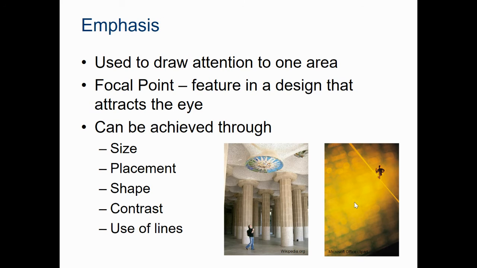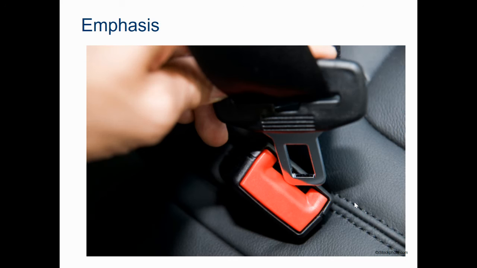Next up, we've got emphasis. So this is using any of those elements to draw your eye to a specific point. So they might use the lines to bring your attention to a place. They might use the color to bring your attention someplace. But that's emphasis, trying to draw your eye to a specific point. You can see an example there.